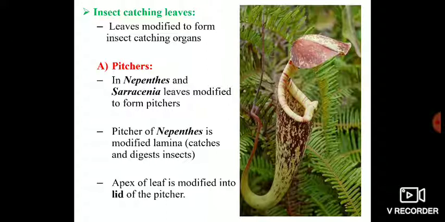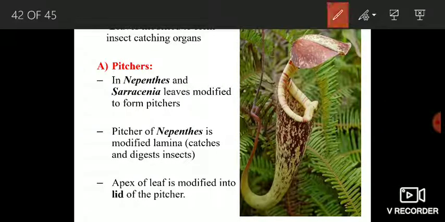Then another type is insect catching leaves. In some plants, the leaves get modified to form some insect trapping structures or organs, because these plants grow in those soils where nitrogen content is very much low. They need to catch insects to fulfill their nitrogenous requirements. Okay, and the first type in this category is pitchers.